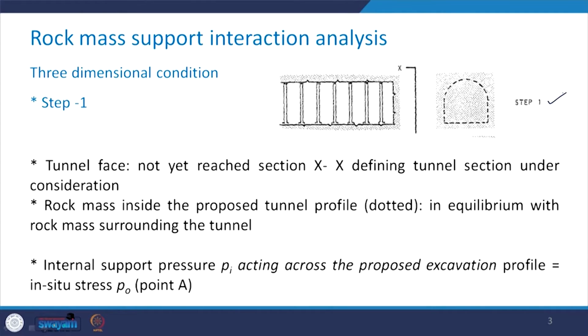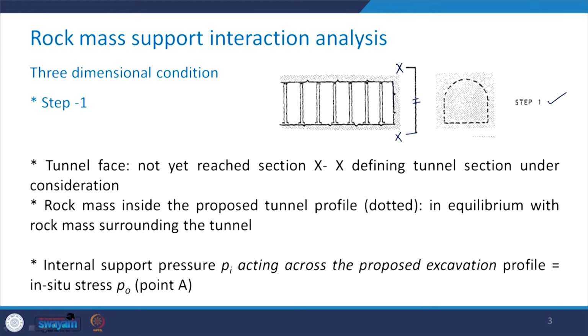Now, let us try to understand the generation of GRC and SRC with respect to each of these steps in detail. I first take step 1. Here, from the previous figure, I have just taken out the figure which corresponds to step 1. Once again, this is your XX section, and the tunnel face has not yet reached this section. That means it is here only.